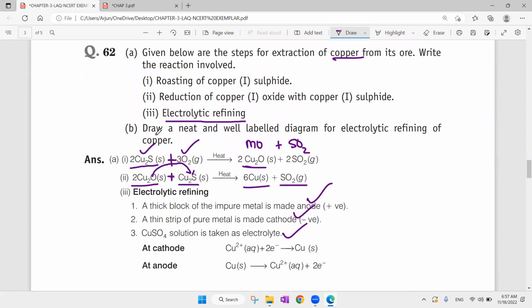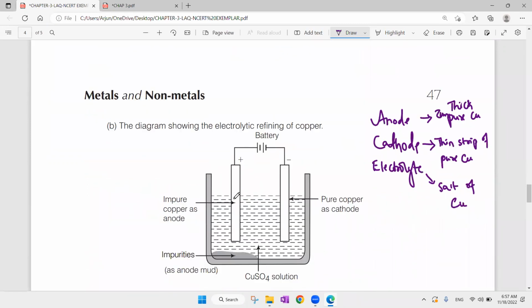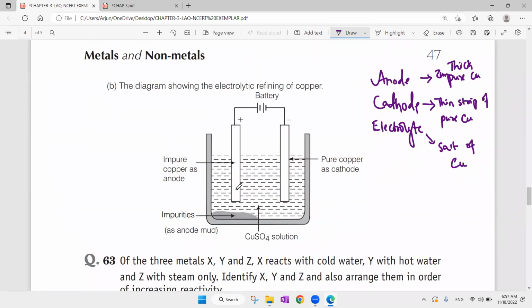B. Draw a neat and well labeled diagram for electrolytic refining of copper. This is the diagram. They didn't ask you to explain, no need to explain anything, but you have to draw. Positive, nothing but anode, impure copper. Negative, nothing but cathode, pure copper strip, battery with positive and negative terminals. After reaction, we get anode mud, that is impurity. The solution is copper sulfate. You have to mention everything.